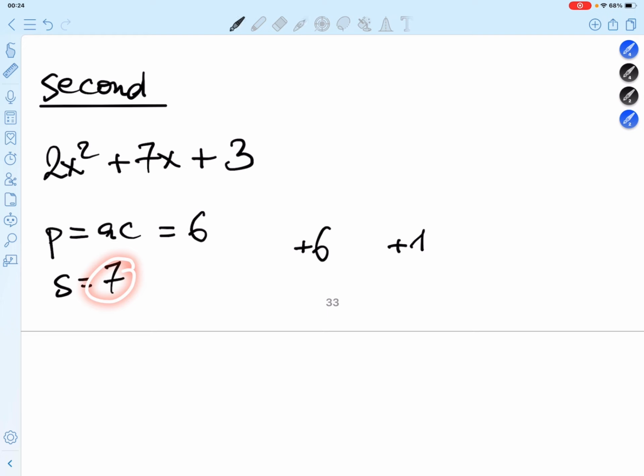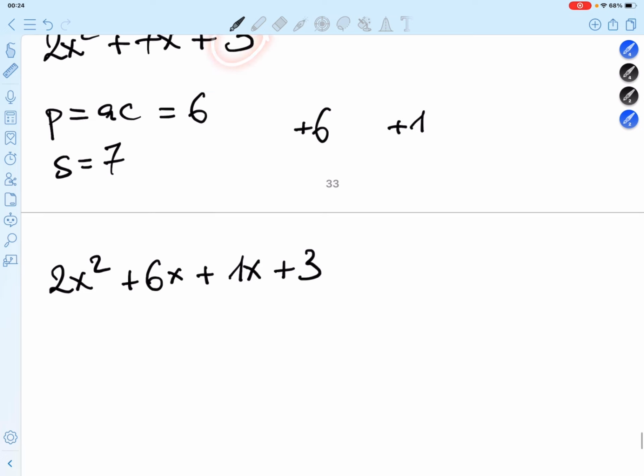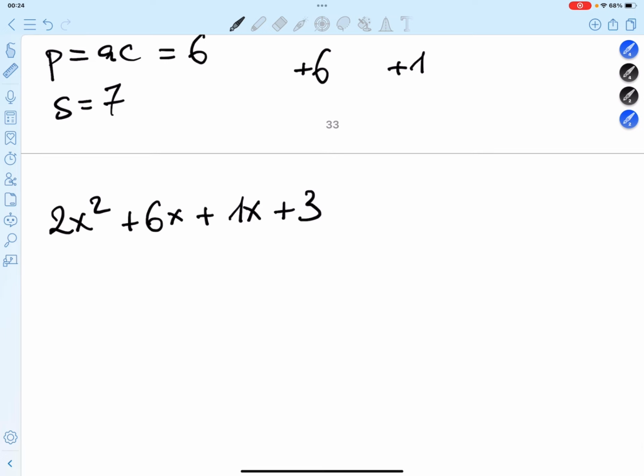So now we're going to write the first term as it is, 2x squared. Now the second term, we're going to split it. We're going to write it as 6x and 1x, so plus 6x plus 1x. Then the third term would be as it is. Now we haven't finished yet because this is not factorized yet.